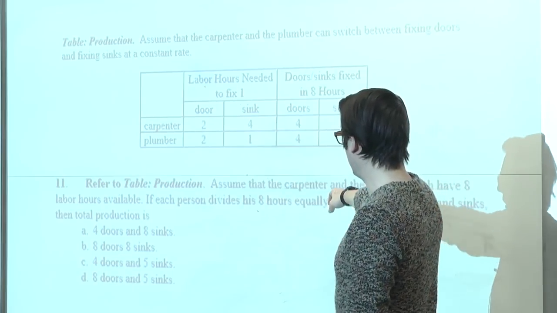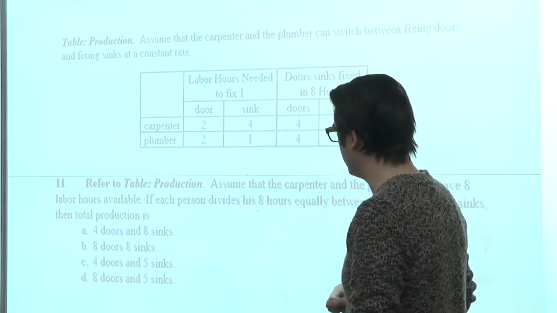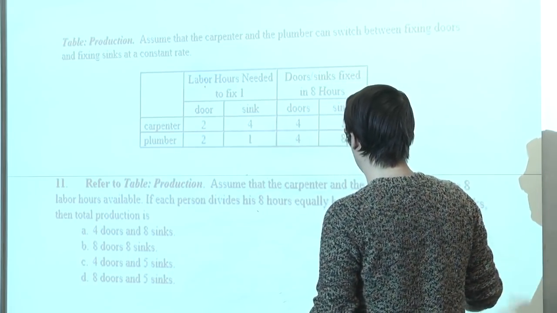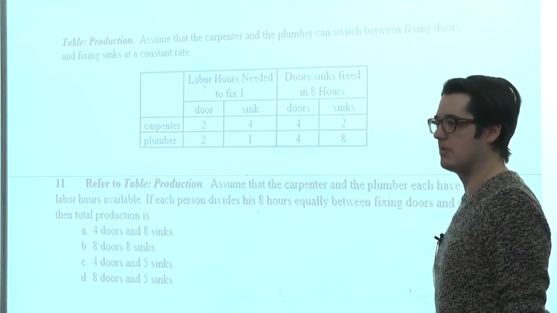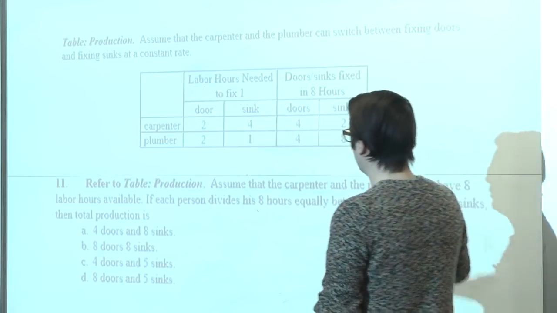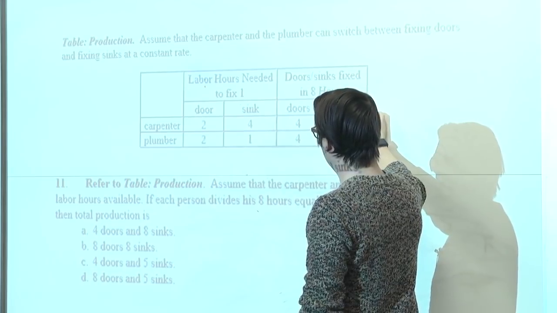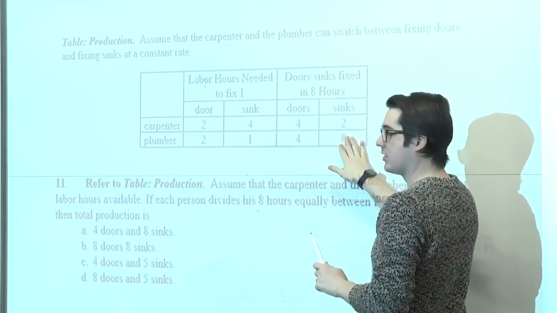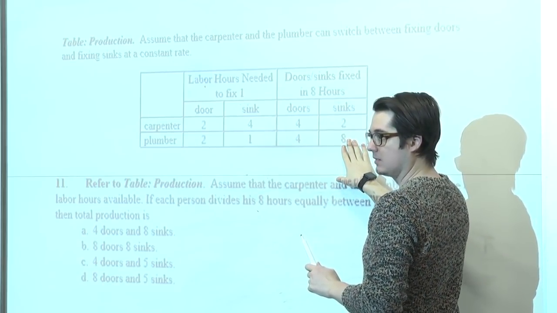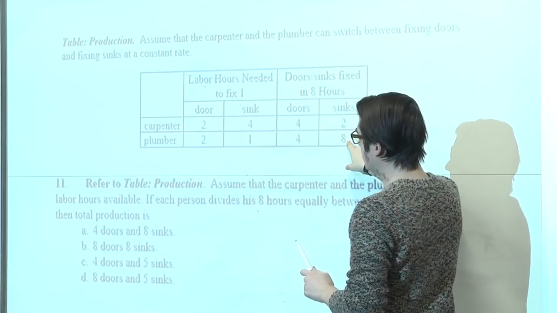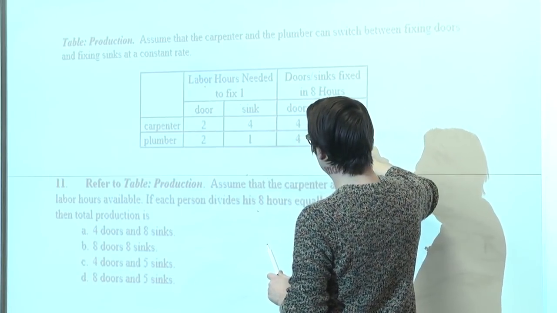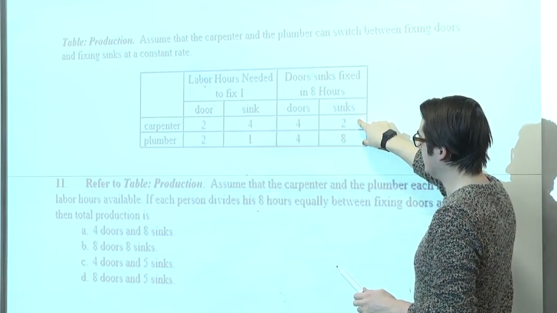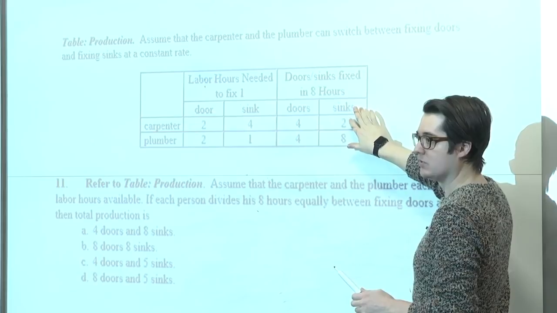Okay, so we're assuming that the carpenter and the plumber each have 8 hours of labor available to them. If each person divides his hours equally between fixing doors and sinks, what is the total amount of production? These cells tell us how much they could produce if they spent all of their time doing that one thing. So if he spent all 8 hours, he could fix 8 sinks, and the carpenter, if he spent all of his time on sinks, could produce 2 sinks.